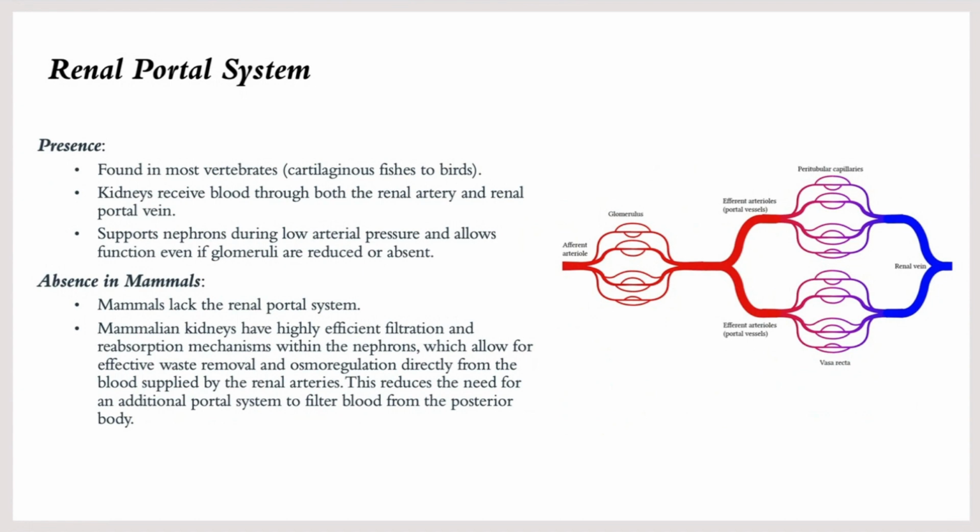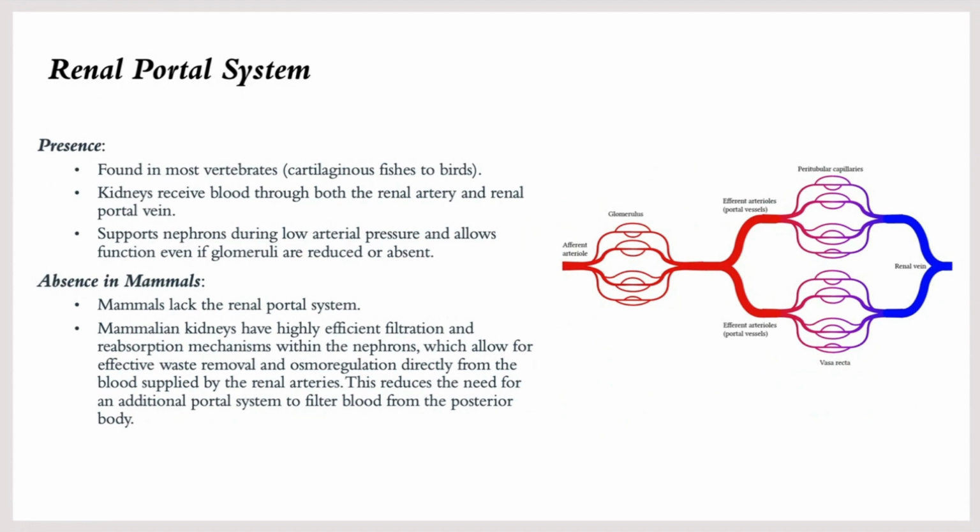Now, this renal portal system, essentially what it does is that it basically takes blood from the hind legs or the tail, so the posterior part of the body. It takes blood from there and then essentially sends it to this area, to the renal portal area, before this blood goes back to the heart.